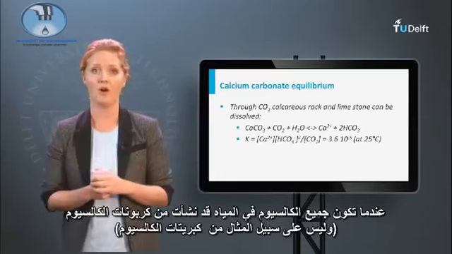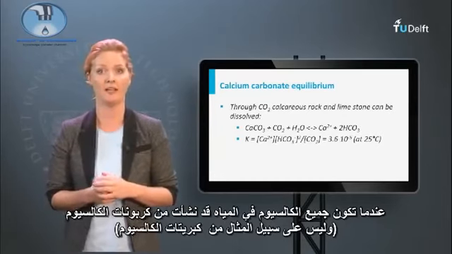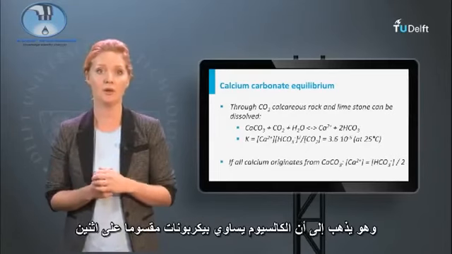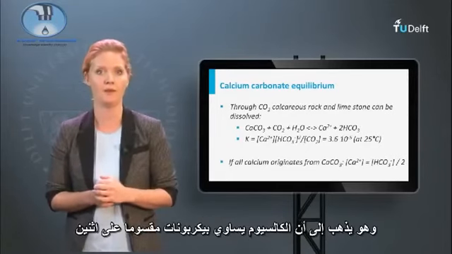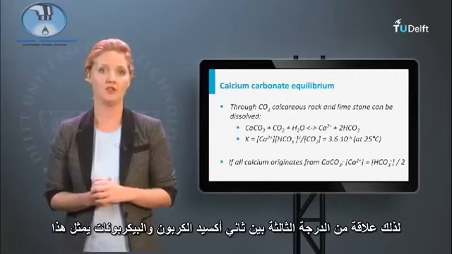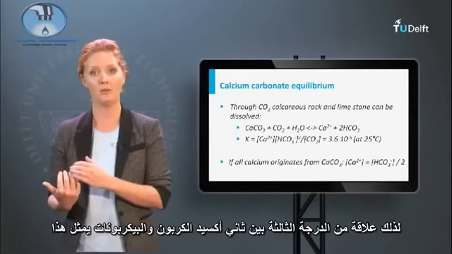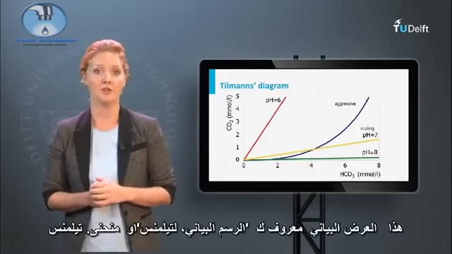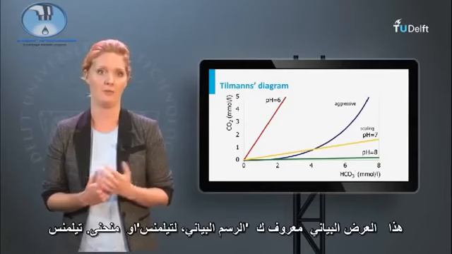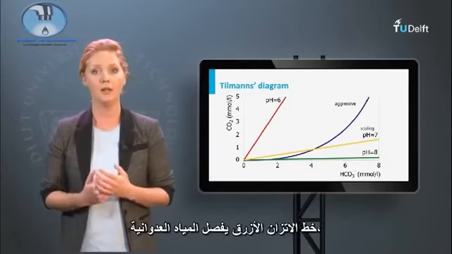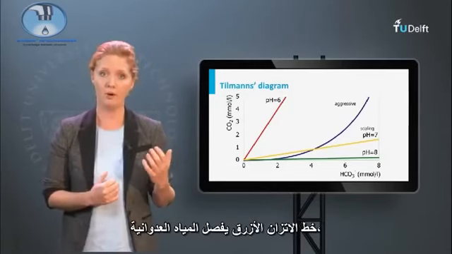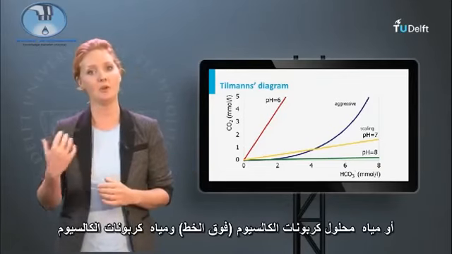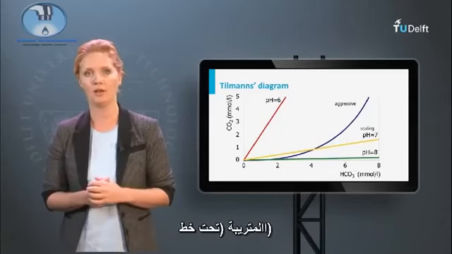When all calcium in the water has originated from calcium carbonate and not, for example, calcium sulfate, it holds that calcium equals bicarbonate divided by 2. Therefore, a third power relationship between carbon dioxide and bicarbonate holds for this equilibrium. The graphic representation of this is known as Tillmans diagram or Tillmans curve. The blue equilibrium line separates the aggressive water or calcium carbonate dissolving water above the line and the calcium carbonate precipitating water below the line.